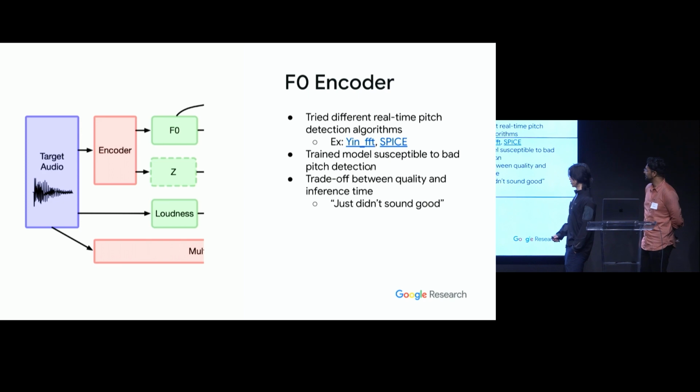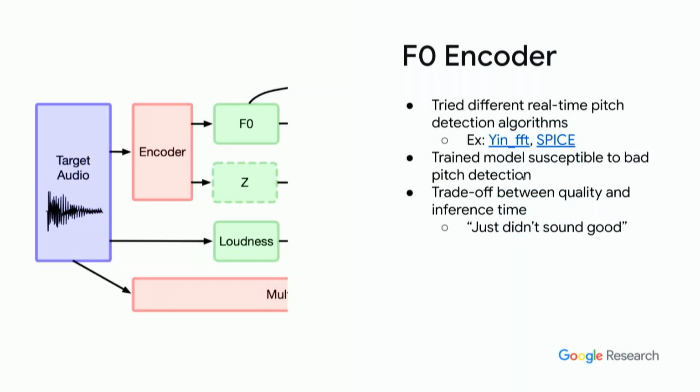As we said before, we could substitute these components with any real-time analog. So we actually tried different real-time pitch detection algorithms, such as Yin and Spice. However, we noticed that our trained model was extremely susceptible to bad pitch detection. This usually manifested itself with octave jumps and jittery pitches. And we realized the end result just did not sound good. There were a lot of phasey artifacts, and this is not a good product that someone could use in a real performance.